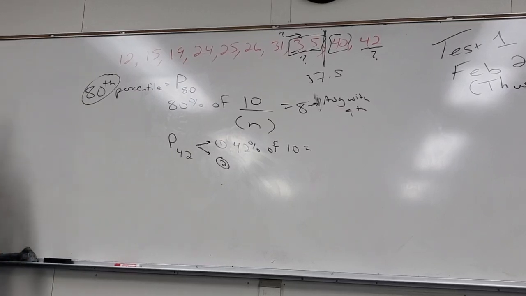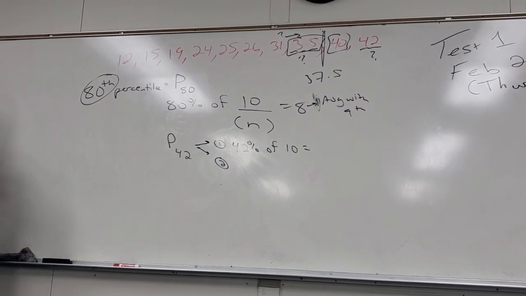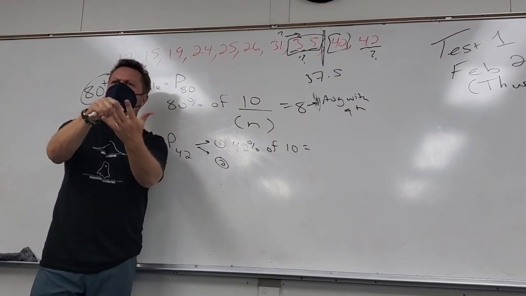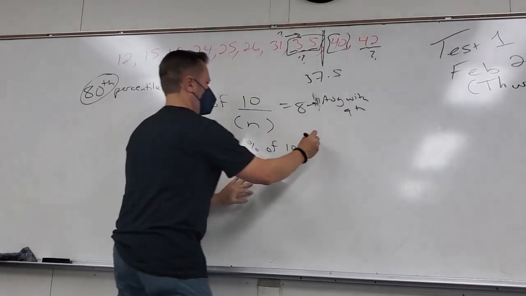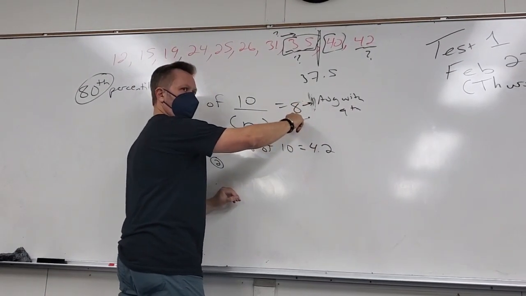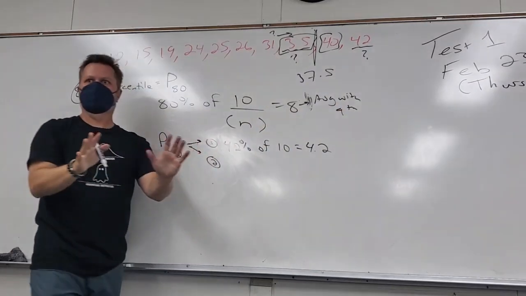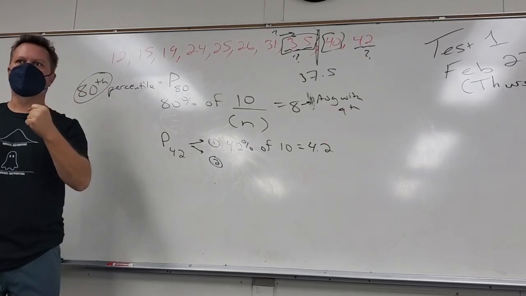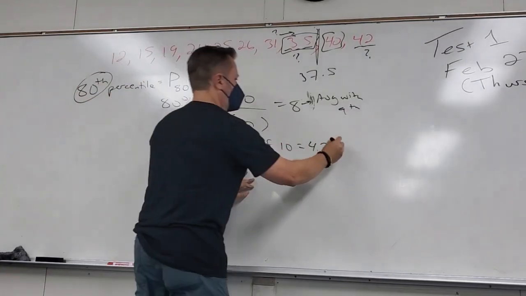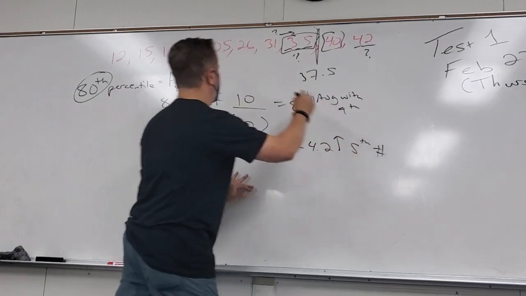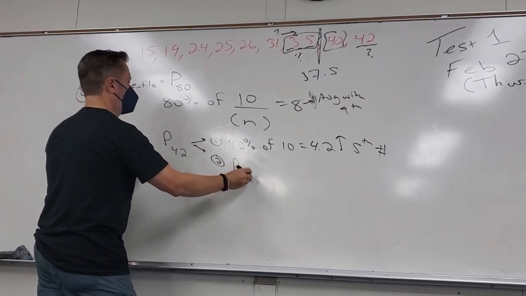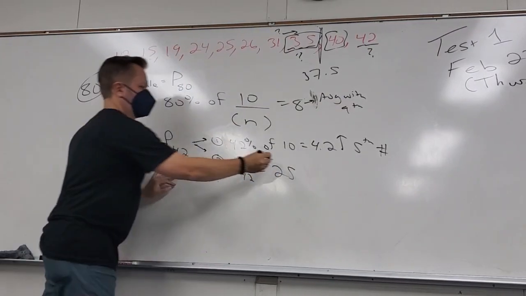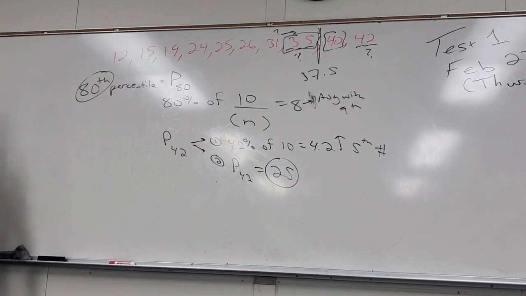What is 42% of 10? 4.2. It's really nice when you do percentages of multiples of 10, right? And again, if you don't know, you just do 0.42 times 10. If you get a whole number, you average that with the next one. If you get anything else, you round up and take that number. So I round up to 5, so the 5th number is the answer. What's the 5th number? 25, yeah. Crazy sauce.